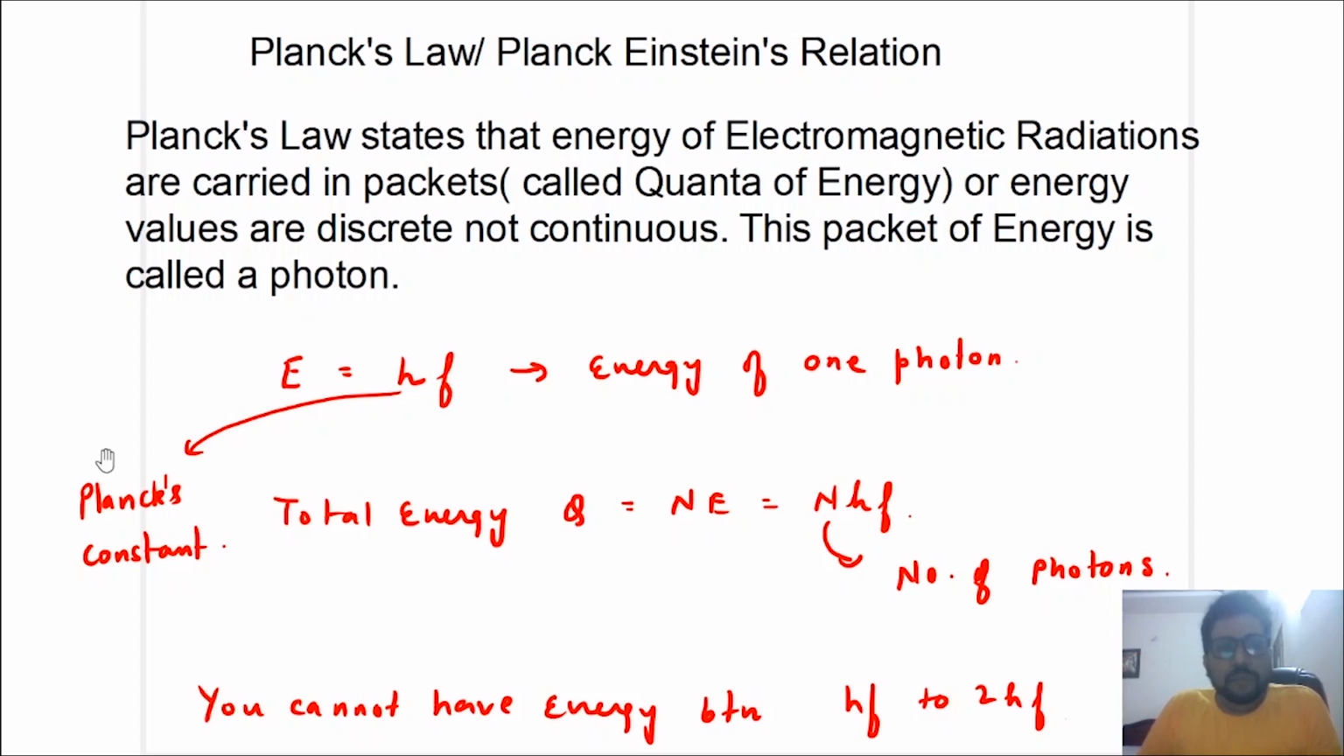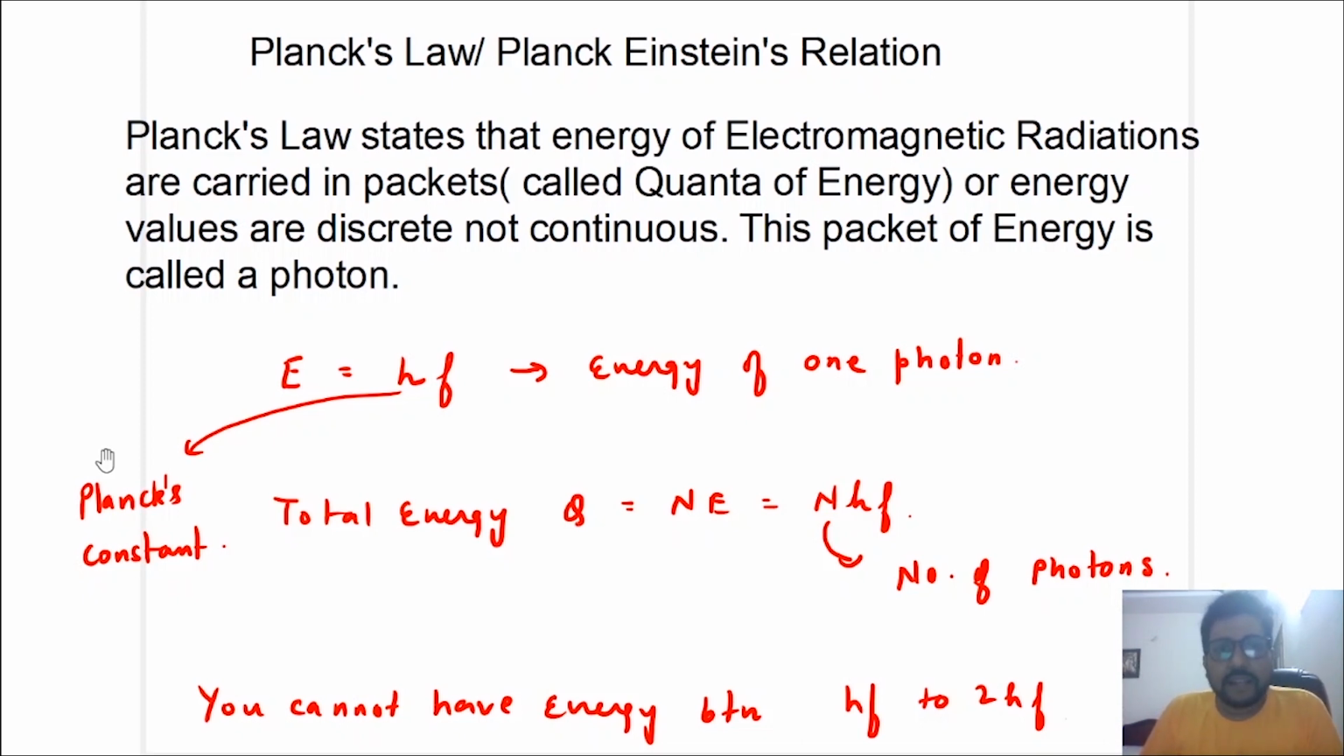Planck was the first scientist who postulated the particle nature of light. He said that the energy of electromagnetic radiation is carried in packets. He named these packets quanta or photons. So one packet is one quantum, and that is called a photon. So what is a photon? A photon is nothing but a packet of energy that is carried by electromagnetic radiation.